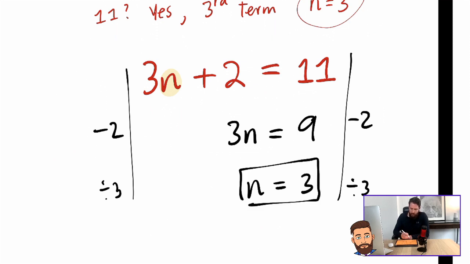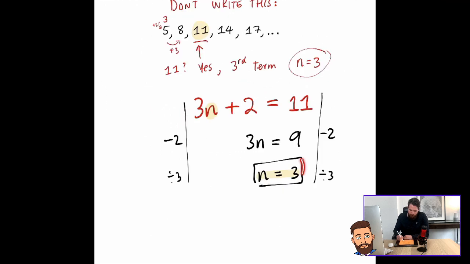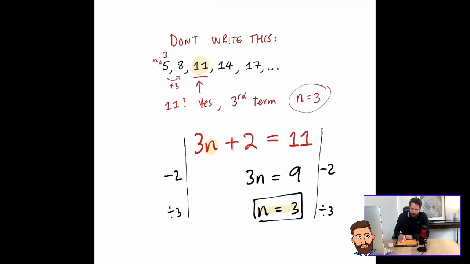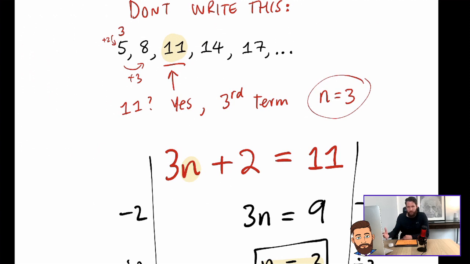Oh look, n is 3. What does that mean? That means 11 must be the third term in the sequence, because if n is 3, n represents the term in the sequence, which means if n is 3, it's the third term, which we can clearly see. We're using an example that we already know to be true to prove that this works. Okay, so it is the third term because n is 3.